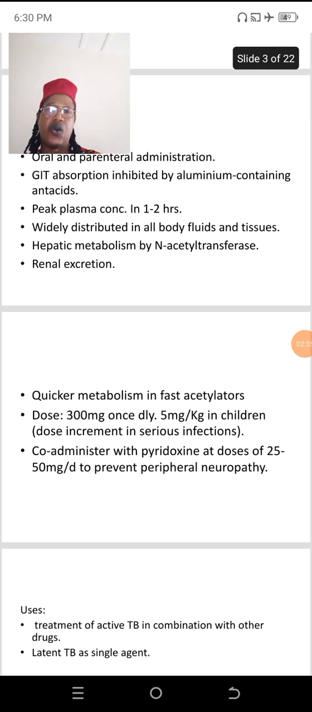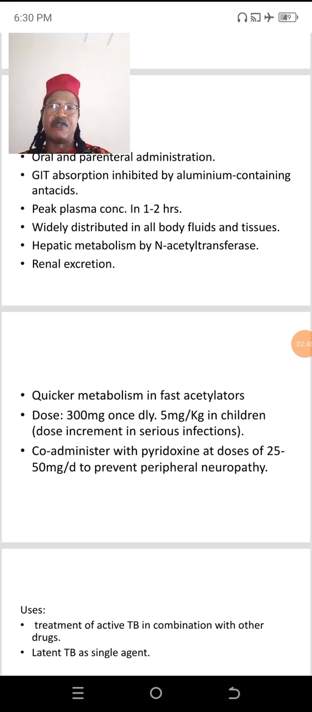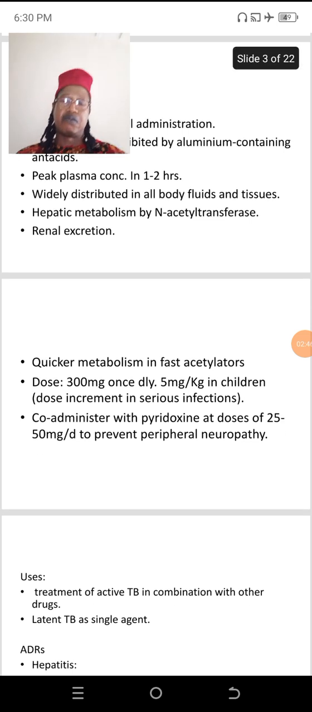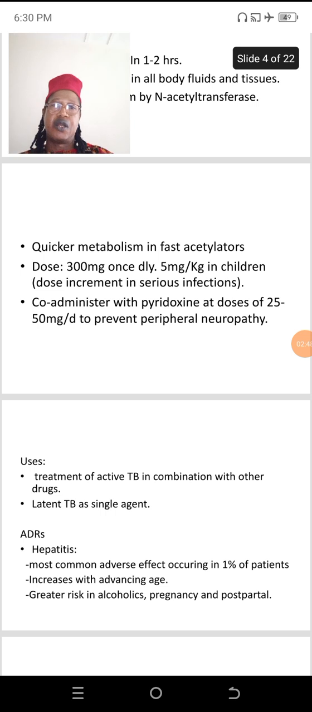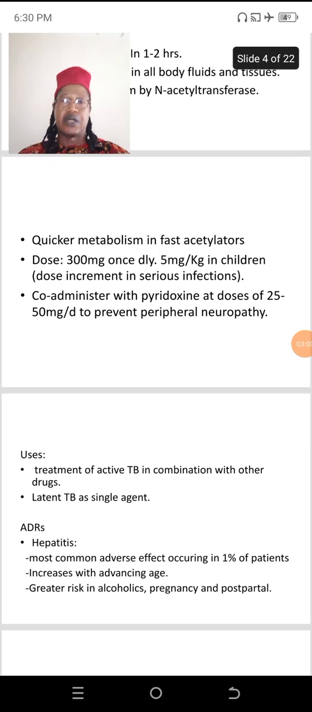Isoniazid is usually co-administered with pyridoxine at doses of 25 to 50 milligrams per day to prevent the development of peripheral neuropathy. Uses: treatment of active tuberculosis in combination with other drugs. It's also used in managing latent TB, but here it's used as a single agent.